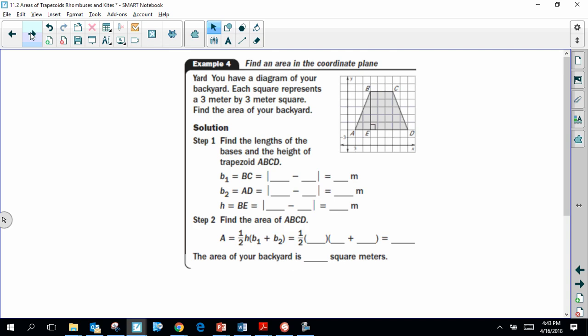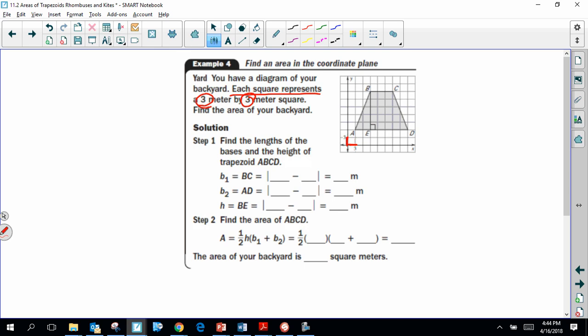Now, this last example that we're taking a look at, I have a little bit of an issue with it, because I think it's kind of an insult to the intelligence of everybody working it. Let me explain why. They very clearly state in the problem that each square represents 3 meters by 3 meters. Even in the diagram, in the graph, they're showing you that each space, horizontally or vertically, is counting by 3s.